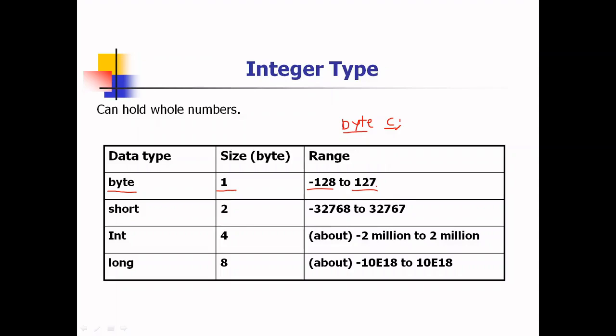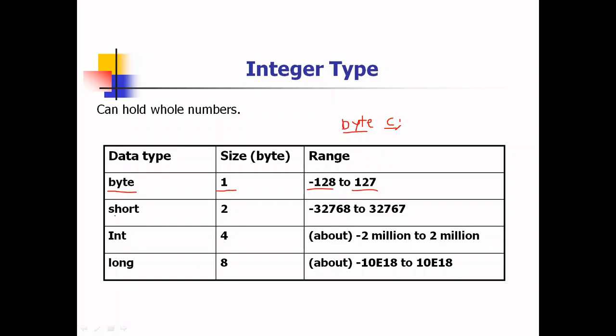All Java integer data types are signed data types. In C we have two different types, that is signed int and unsigned int. But in Java all integers are signed. That simply means we can store both positive as well as negative numbers in integer variables.